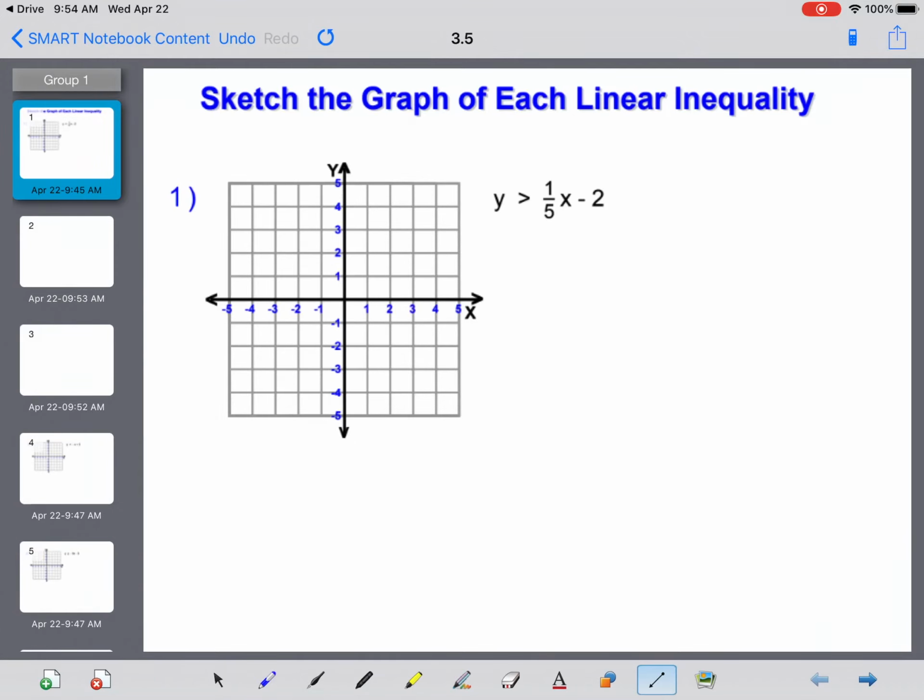Hey everyone, this is section 3.5, graphing linear inequalities. I'm going to show you guys the first 4 examples of the worksheet, and then I'm going to allow you to work on your own for the remainder of it.